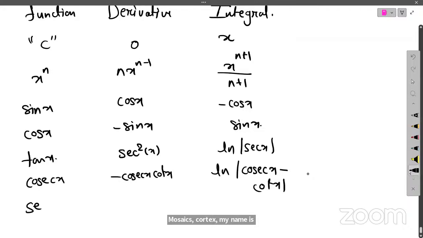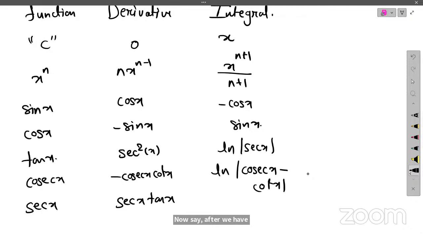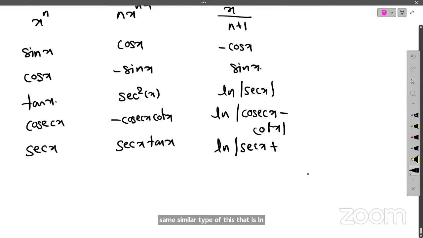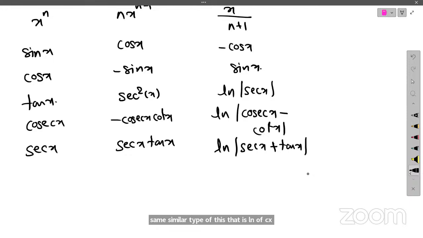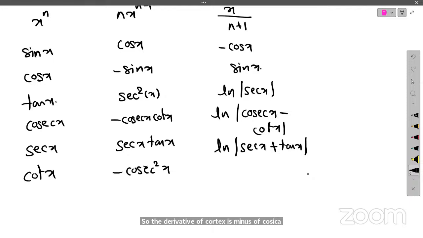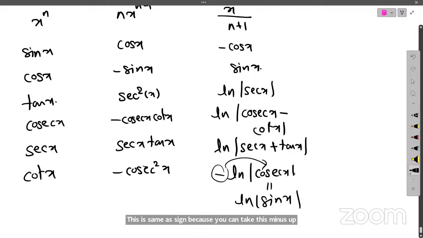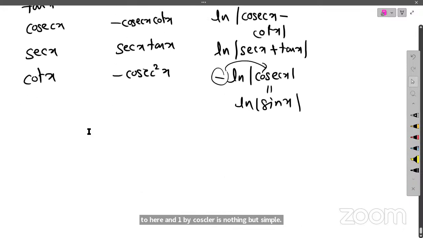After cosec, we have sec, whose derivative is sec x tan x. Its integration is a similar type, that is ln of sec x plus tan x in place of cot x. Now after tan we have cot x, so the derivative of cot x is minus cosec square x, and the integration will become ln of modulus of sin x. This is the same as minus ln of cosec x, because you can take the minus inside, and 1 by cosec is nothing but sin. Okay, so that's all about trigonometric functions.